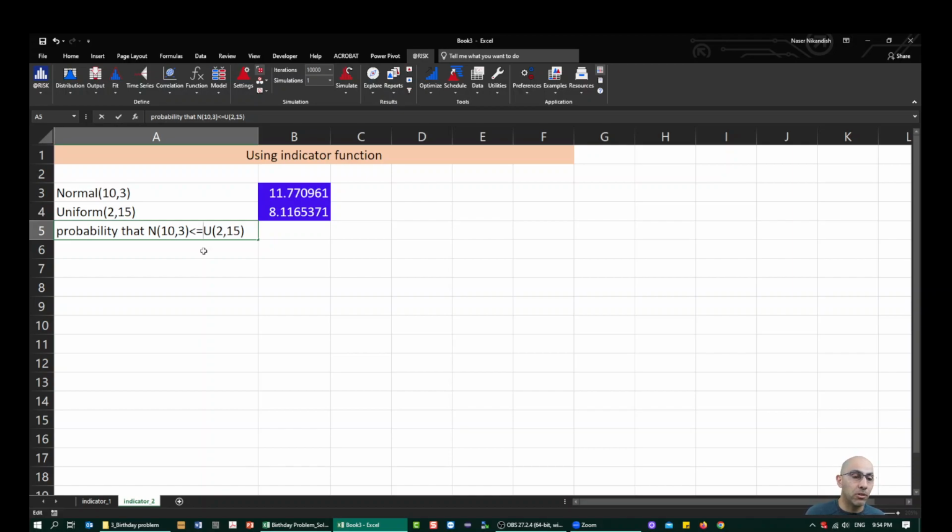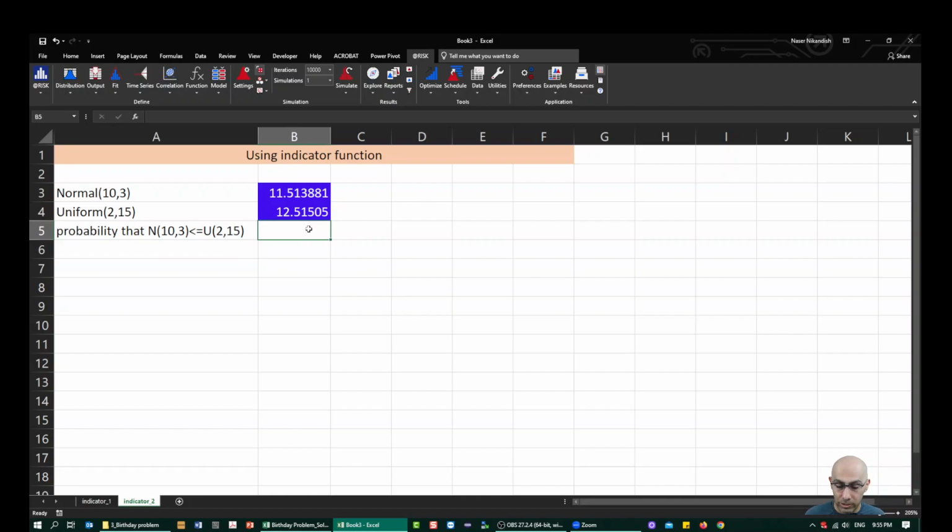Well, here's one very trivial example. What if demand for a product is normal, the other one is uniform, and you want to know what is the fraction of time or probability that demand for one is going to be less than the other one? There are lots of situations with this kind of question we want to answer, and here's one very simple way of addressing it.